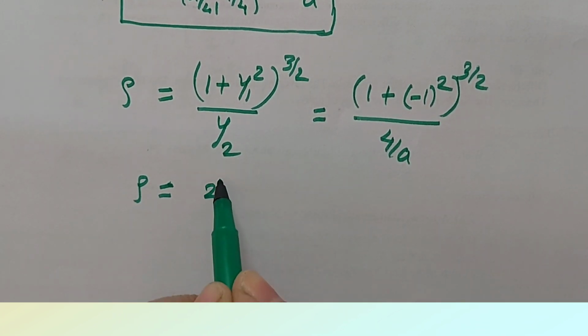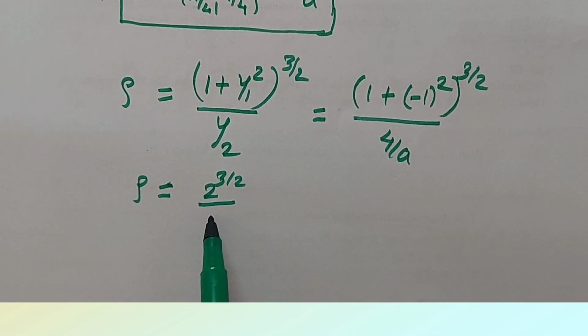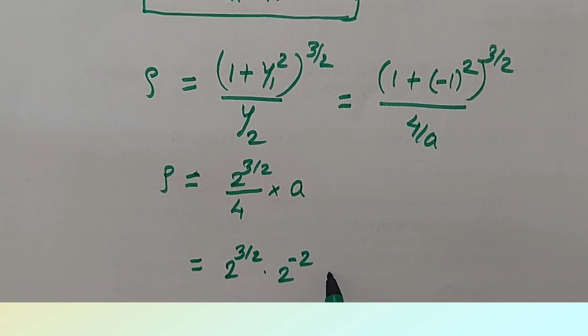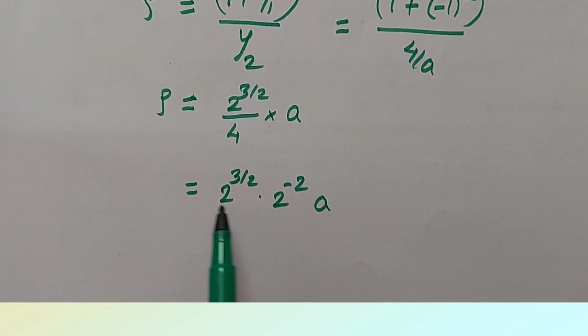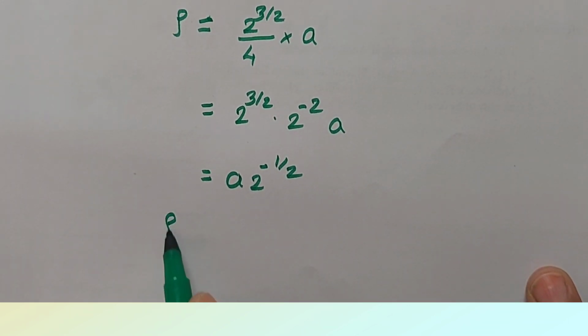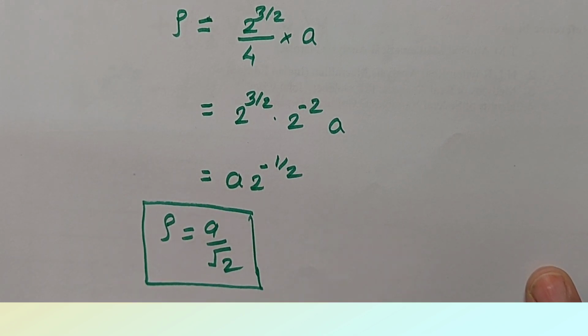So rho is equals to 2 raised to the power 3 by 2 divided by 4, and this 4 we can write 2 square if both the terms in the power of 2, then shift this 2 square in numerator, then again by indices formula it is 2 raised to the power 3 by 2 and into 2 raised to the power minus 2 into a. So here add the powers, then it is a 2 raised to the power minus 1 by 2. So that means rho is equals to a divided by under root of 2. This is the value of radius of curvature.